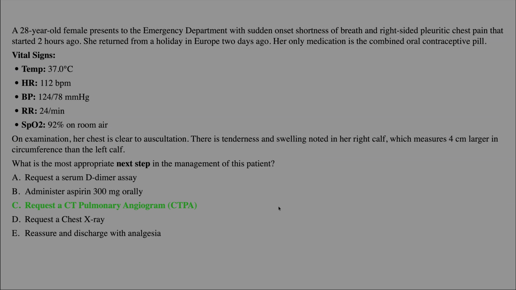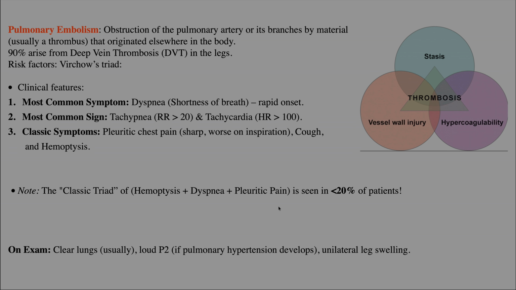Let's try to decode this. This is a classic case of pulmonary embolism. Remember Virchow's Triad for thrombosis risk? Stasis. Our patient had a long flight. Hypercoagulable state. She was on OCPs. As well as endothelial injury. Most pulmonary embolism starts as a DVT in the leg and migrates to the lungs. The symptoms we see, dyspnea, tachycardia, or pleuritic chest pain, are classic.